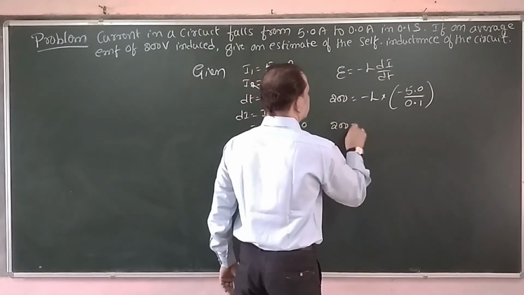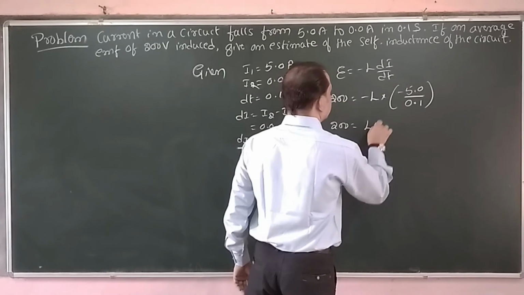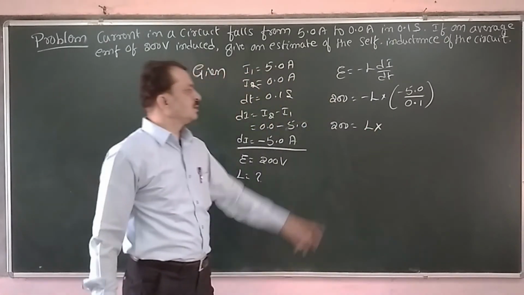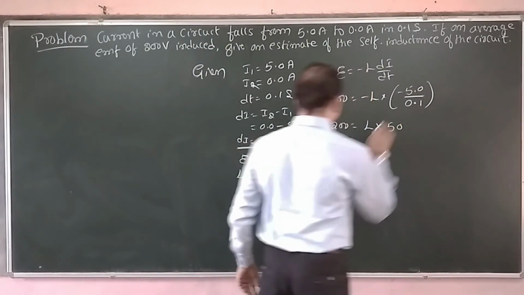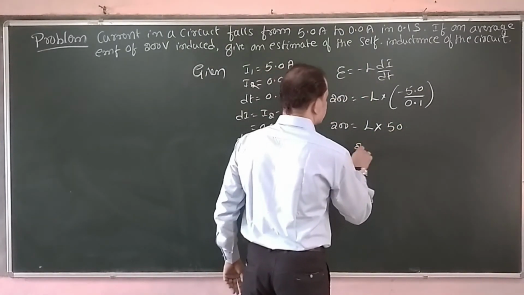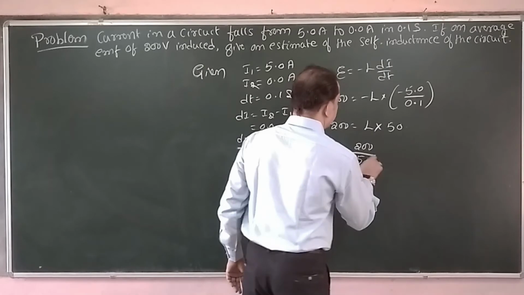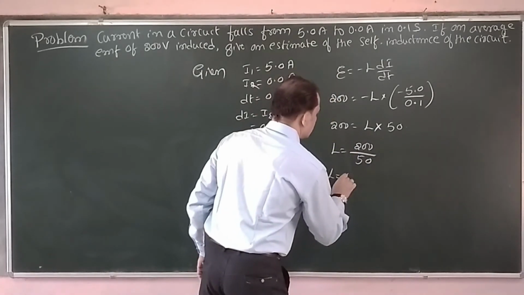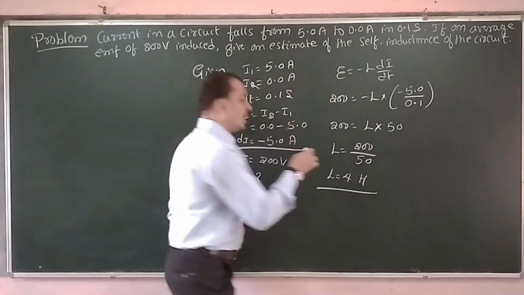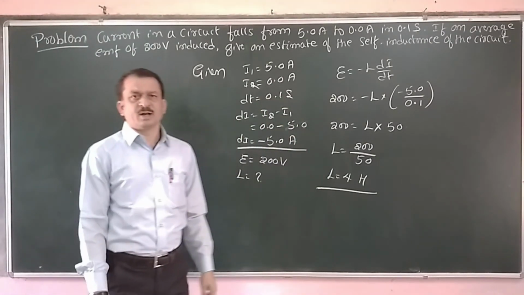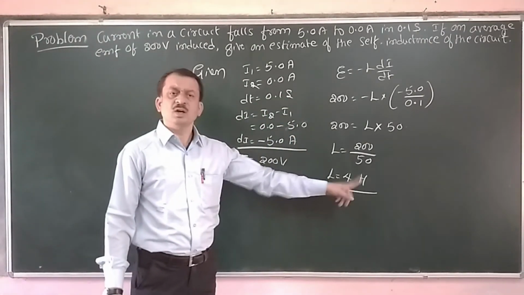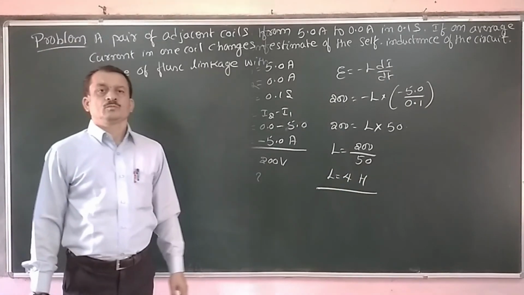Therefore 200 minus becomes L plus L into 5 by 0.1, which is 50. Therefore self-inductance is 200 by 50. Therefore L is equal to 4 Henry. The self-inductance of the coil or in the circuit is 4 Henry.